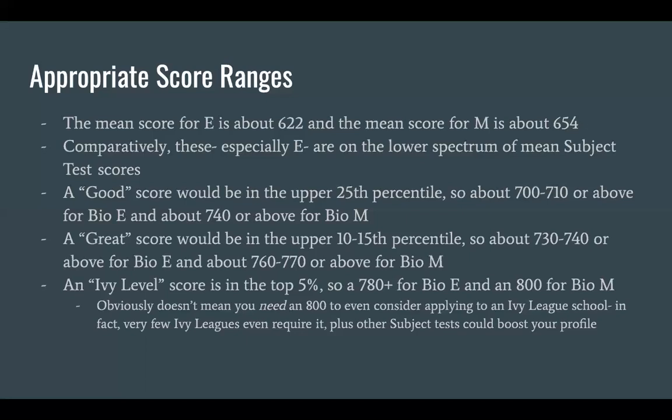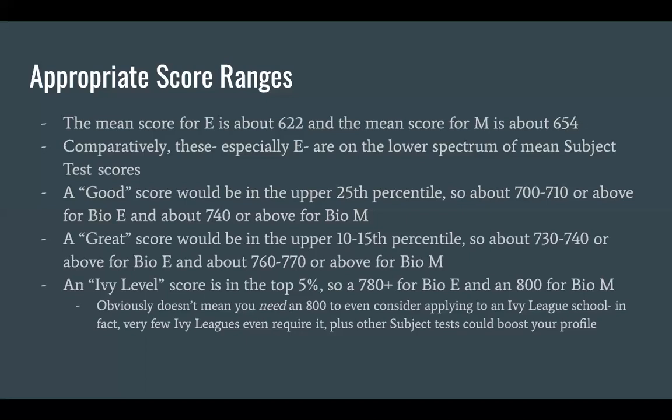So for a 780 plus, that would be a 780 plus for Biology-E and an 800 for Bio-M. The top 5th percentile, so the top 5% of all people who take this test for Bio-M, would get a perfect score. And a 780 plus would be a top 5 percentile for Bio-E.